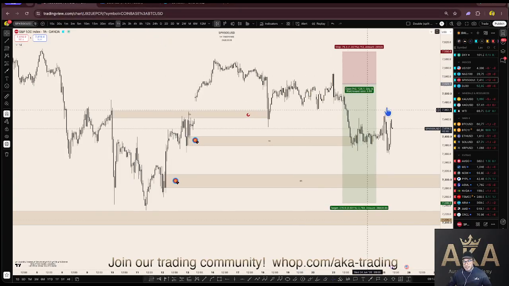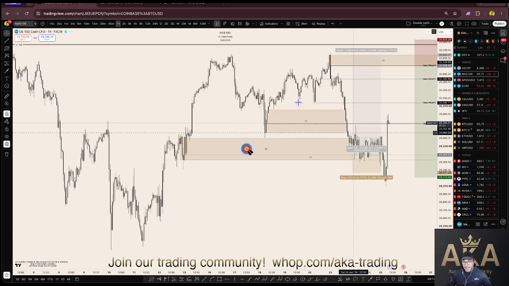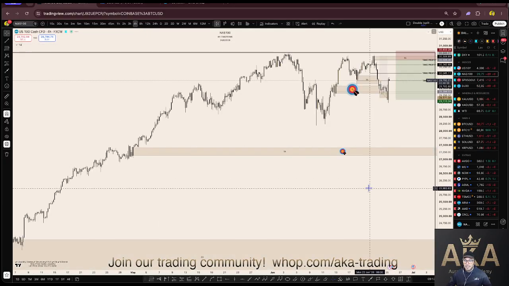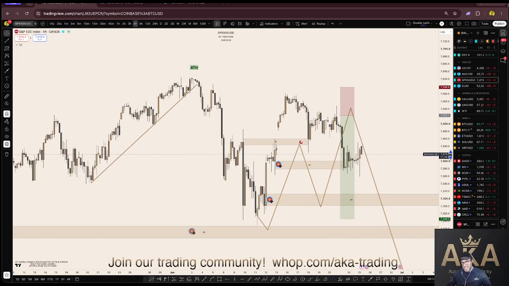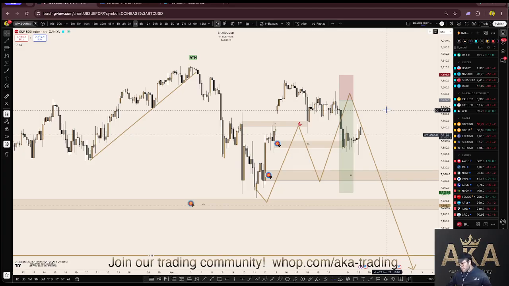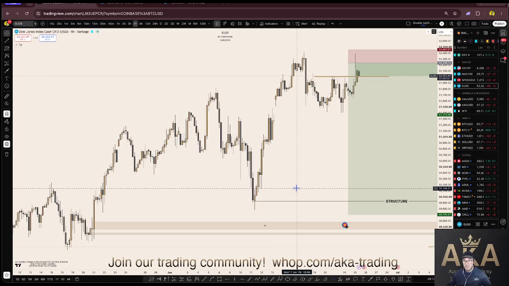And I want to ask something in the chat real quick. Why do you think that NAS dropped a lot heavier than S&P? You can see the S&P kind of held a little bit better. Do you have any inclination or any idea? If not, all good. The answer is this.